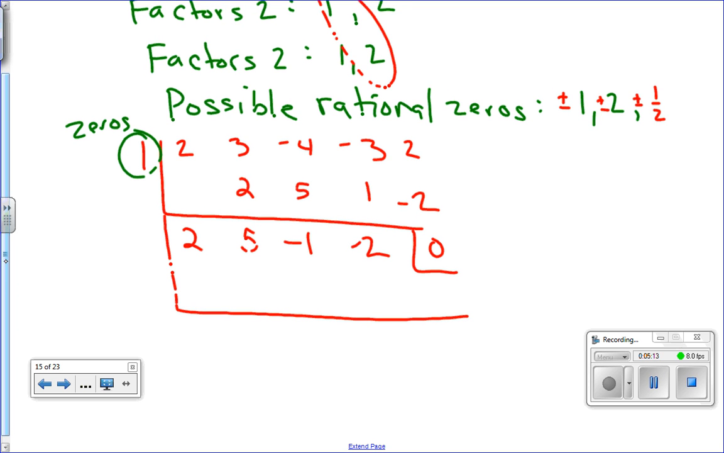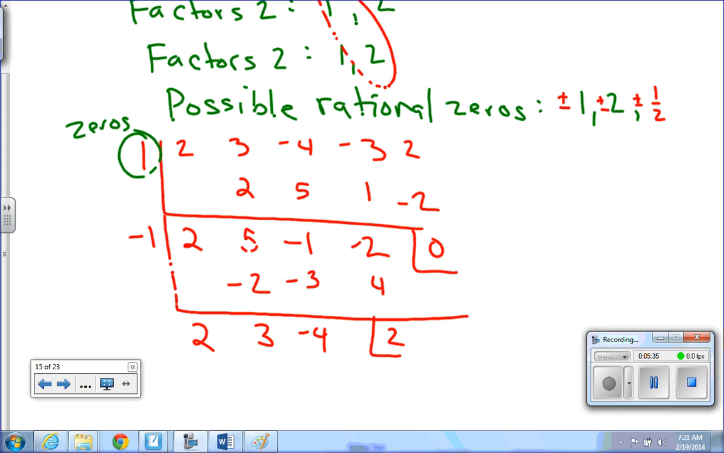All right, let's try, I don't know, let's try negative. Let's see if -1 is a 0. Bring down the 2, multiply and get 3 when I add. -3 I'm going to add to get -4, and then I get 4 with the remainder of 2.